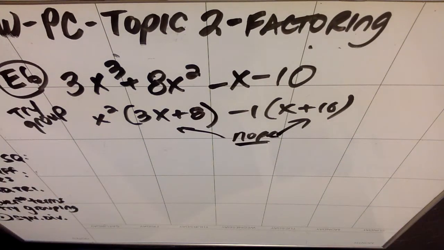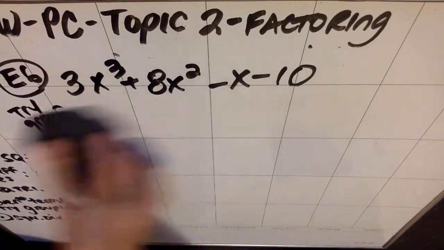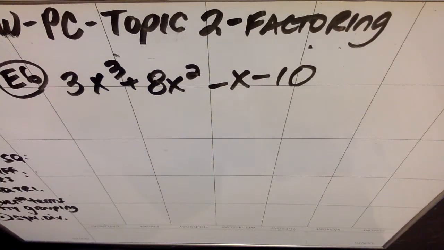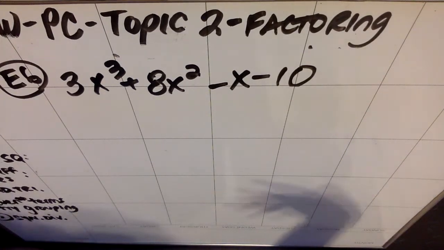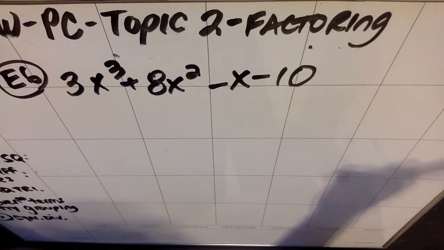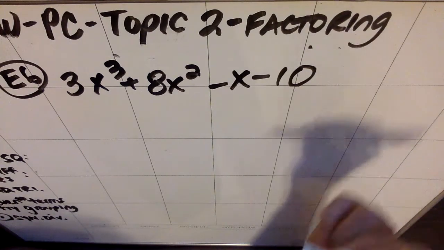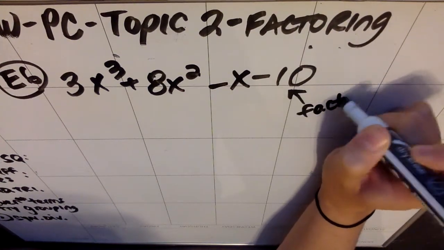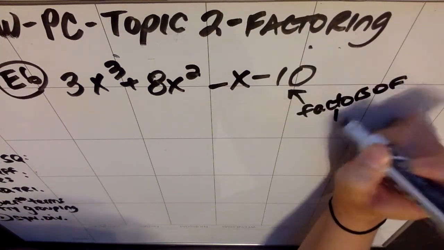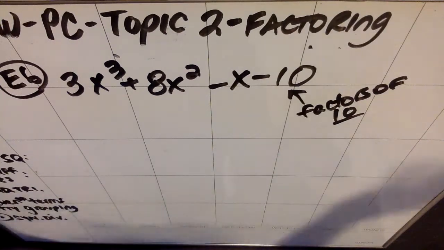So grouping doesn't work. So when grouping doesn't work, we then do a thing called synthetic division. Synthetic division is a shortcut for doing long division of polynomials, but it also gives us a cool trick for factoring. So basically what we're going to do is take factors of this, right? We're going to take factors of 10 starting at 1 and the negative 1.